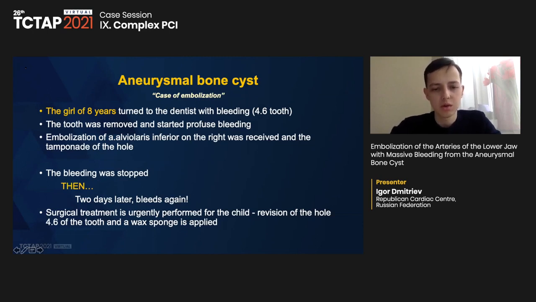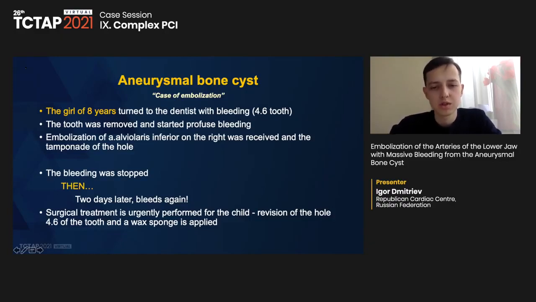An 8-year-old girl turned to the dentist with bleeding from the gum in the area of tooth 4.6. This tooth was removed by the dentist. After that, profuse non-stop bleeding started from the hole of the extracted tooth. The girl was hospitalized in the Central Hospital, where she received an embolization of the right arteria alveolaris inferior and tamponade of the hole of the extracted tooth. After that, the bleeding was stopped.